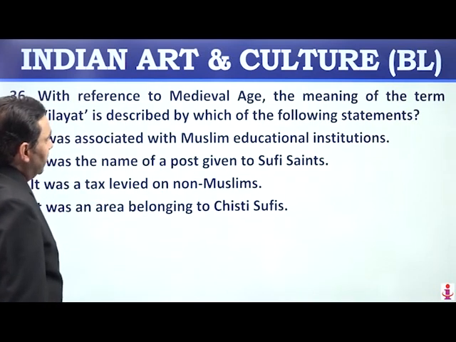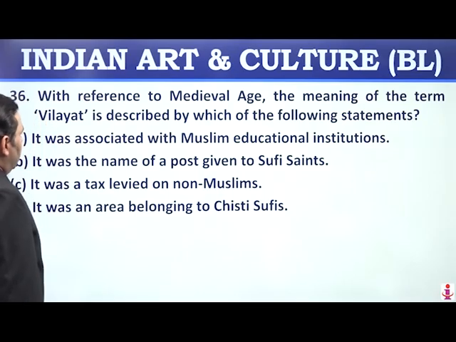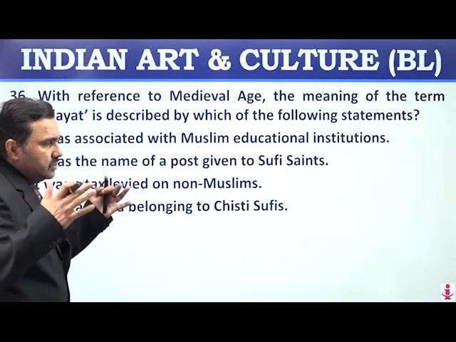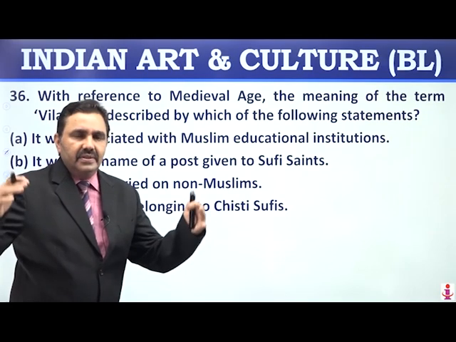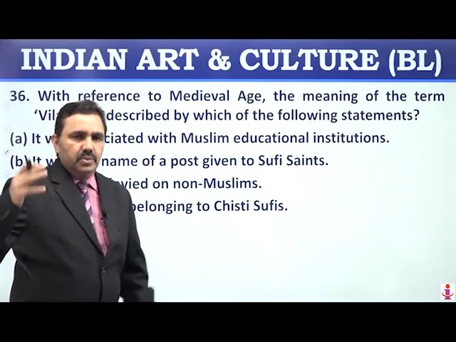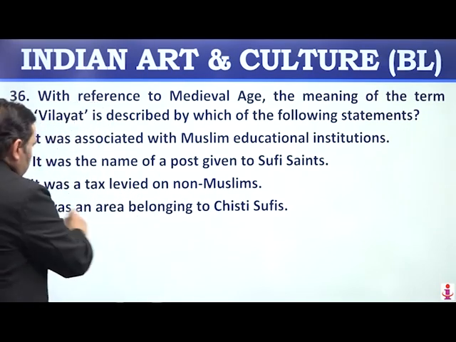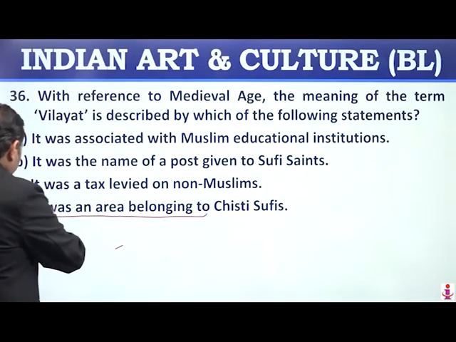36. With reference to medieval age, term Vilayat. Vilayat was the territory of Sufi saints or Chishti Sufi saints. Their territory was known as Vilayat. Look for the right option. Option is D.